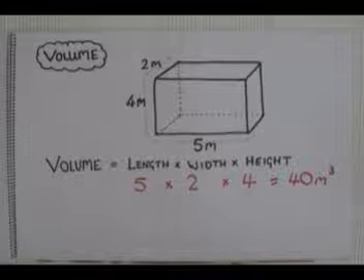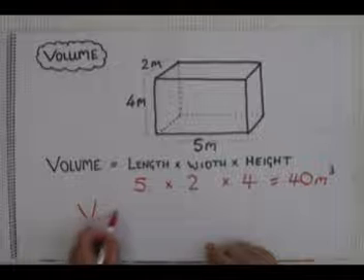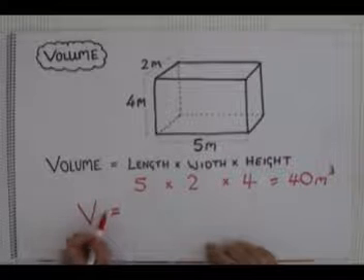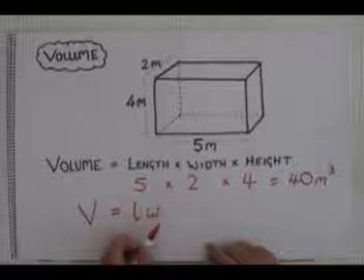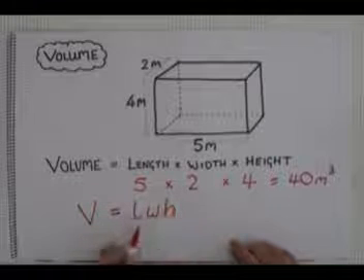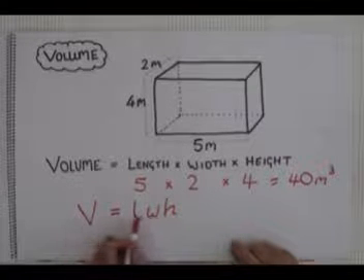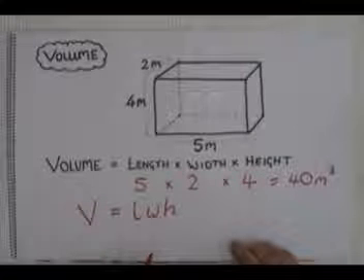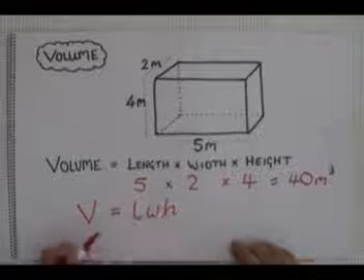As a formula, our sum would be written as V for volume equals L for length, W for width, and H for height. This actually means volume equals length times width times height. Again, as it's multiplication, you don't have to put your multiplication signs between your letters.